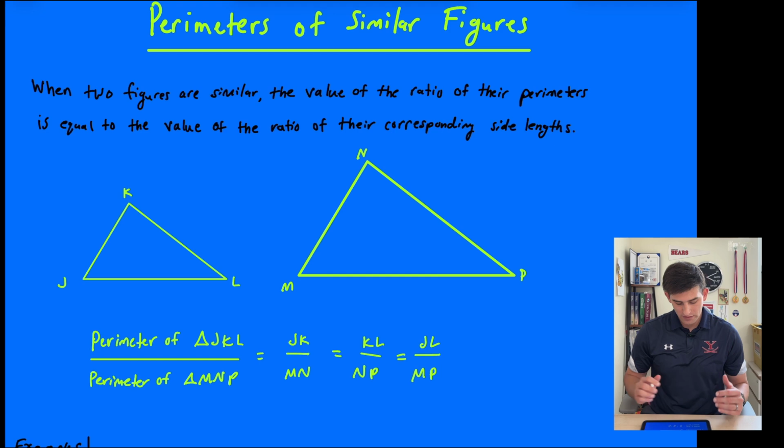And we can see that here if we have two triangles, triangle JKL and triangle MNP. The perimeter of JKL over the perimeter of MNP is going to have that same ratio value that JK over MN has, KL over NP, and JL over MP.